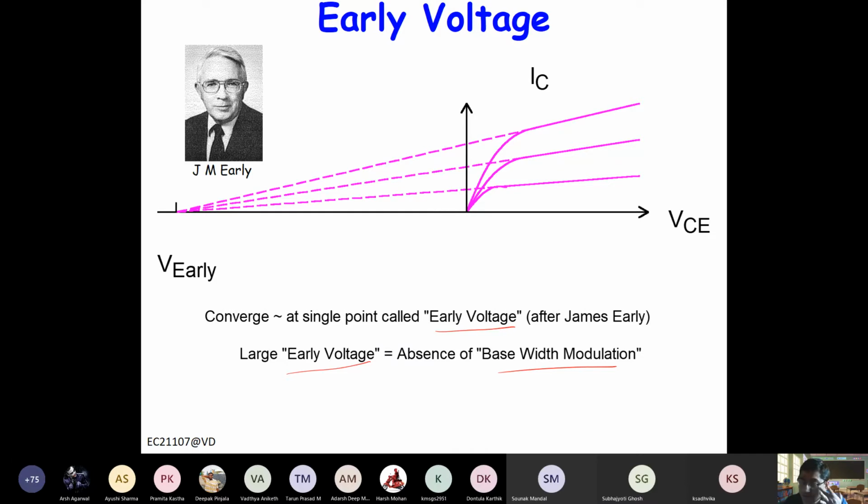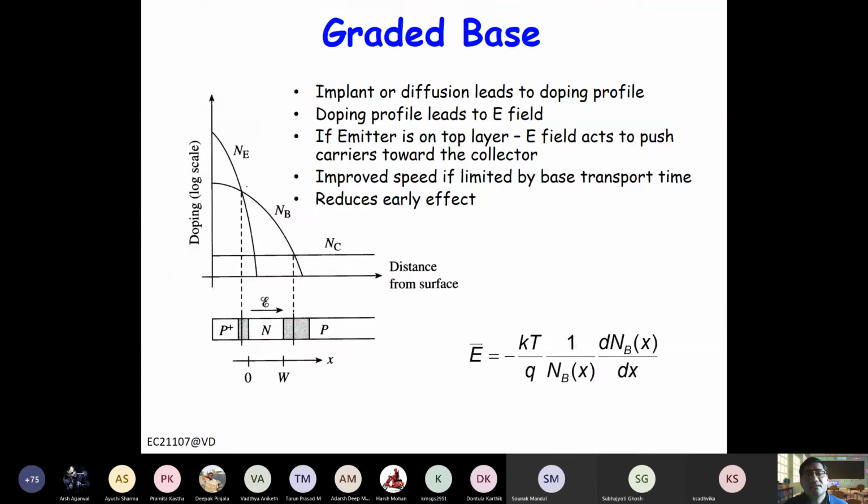Now, I gave you some preview in the last class also: if we want to somehow make the minority carriers in the base move faster, we can have some built-in electric field there by graded doping, right? So let us analyze what will happen if the base is graded. Here you see the typical doping profile: emitter doping, base doping, and collector doping. Let us concentrate on the base region.